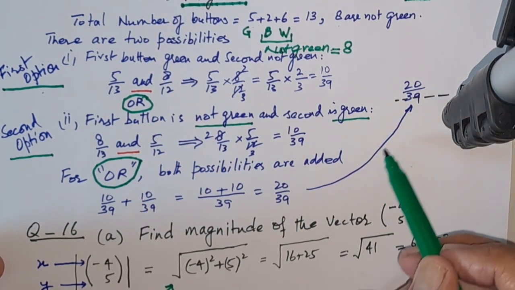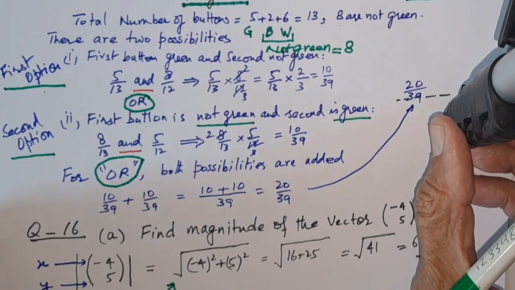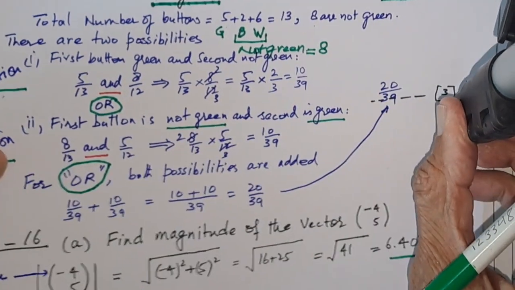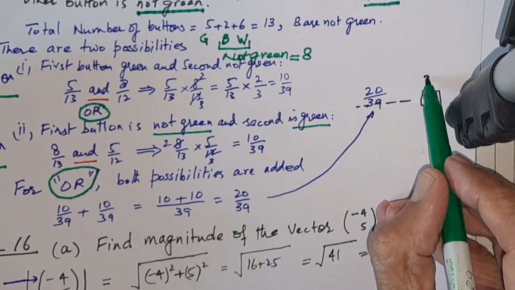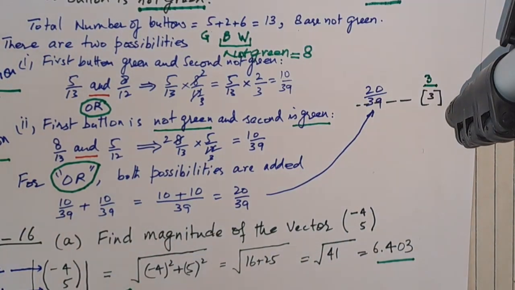So we write the answer in the given space and score 3 out of 3 marks. I hope you have understood it.